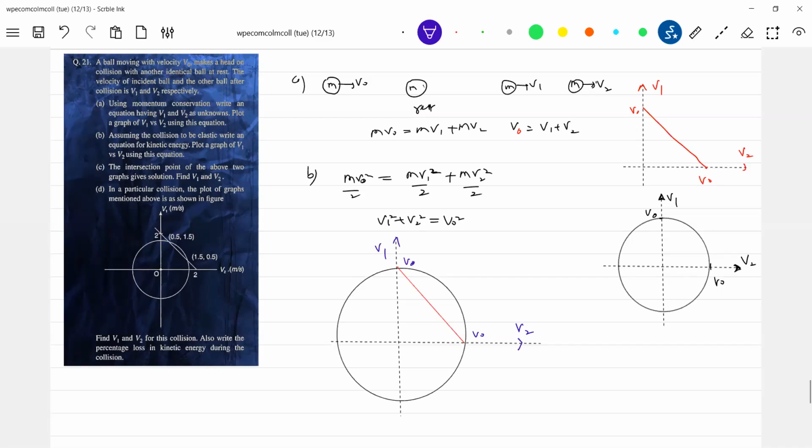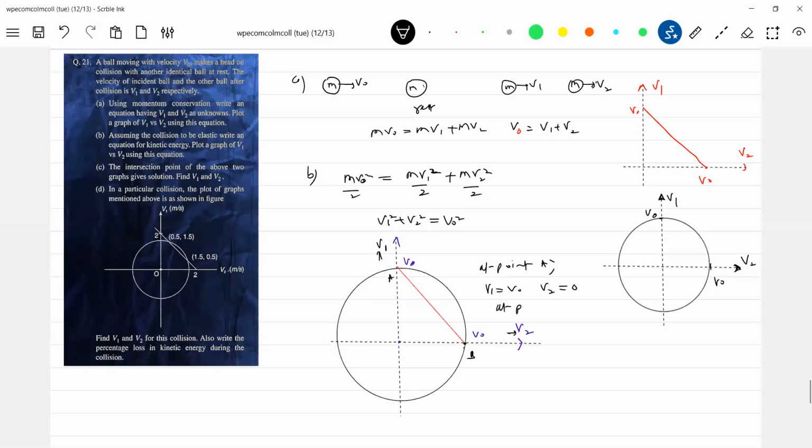When v1 equals 0, v2 equals... I think this one point is not possible, no? Okay, I'll start from here. There's an intersection point. So A, we'll take it. This is B. At point A, what is the condition? v1 equals v naught, v2 equals 0.